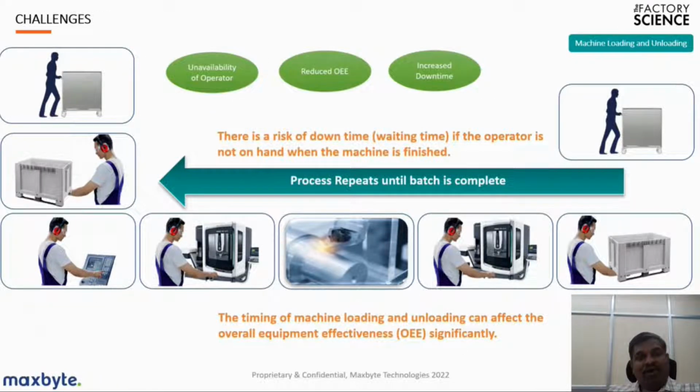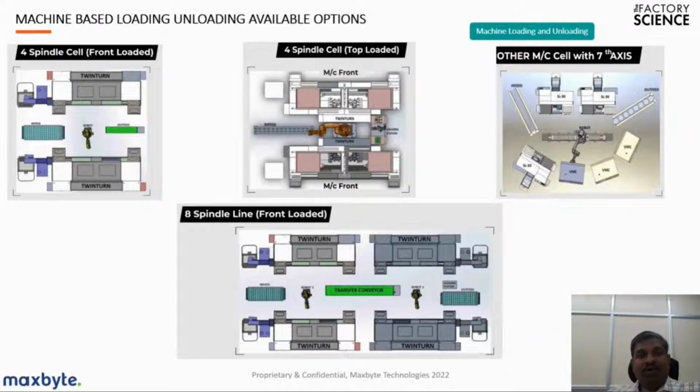The problem or challenge we face is the unavailability of the operator. If an operator is unavailable at the end of the cycle, then the process gets delayed, reducing overall equipment efficiency, and there will be increased downtime. Coming to the available options for machine loading and unloading, there are about four types of loading and unloading options provided here.